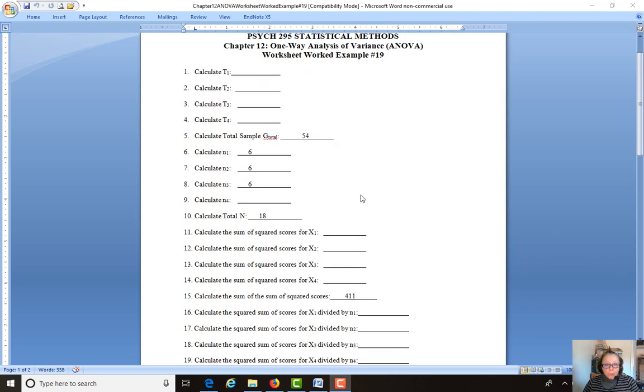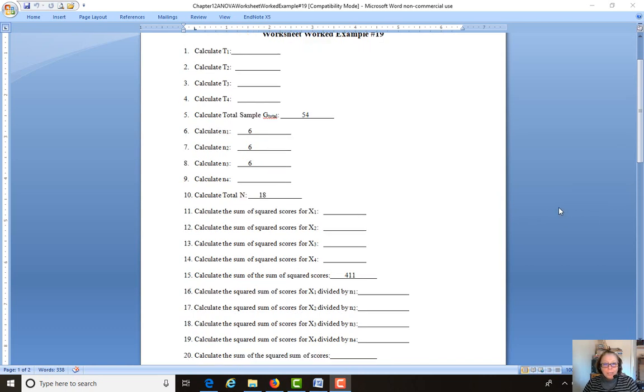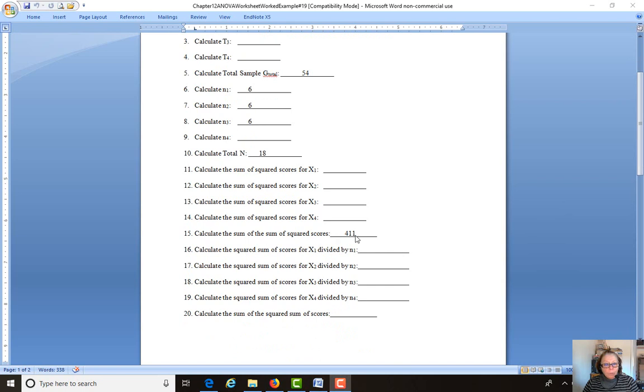So first off, because we have our G, 54, we complete that and put that in line 5, and then enter in each of your sample sizes for an overall total N of 18. And then the only other thing on the first page that we can complete is our sum of x squared. Now on the first worksheet, I put in the notations to show you that the ANOVA formula process is very much like that sum of squares formula, only on steroids is how I like to describe it. So if you have that one handy, you can refer to it.